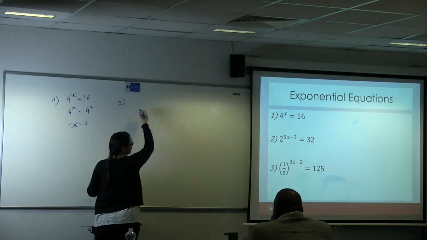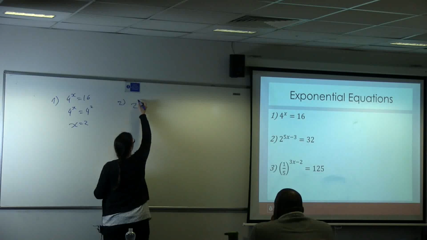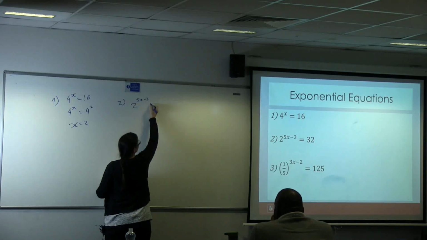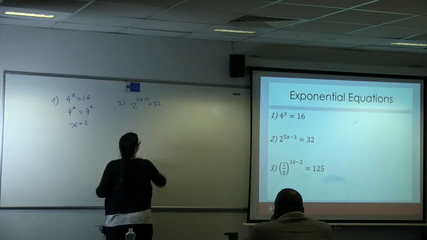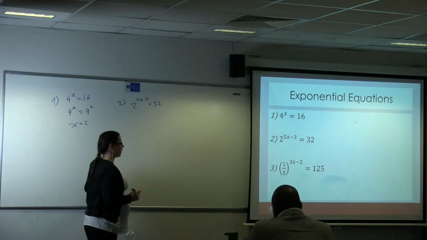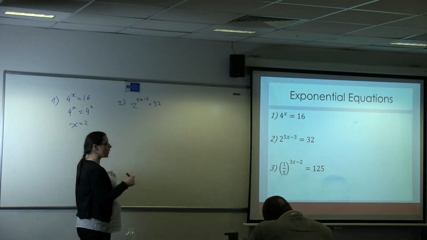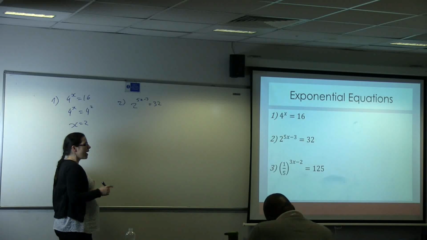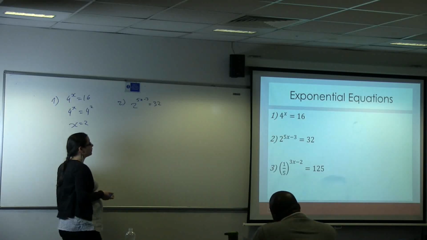Second, 2 to the 5x minus 3 equals 32. Now, can I express 32 as a power of 2?